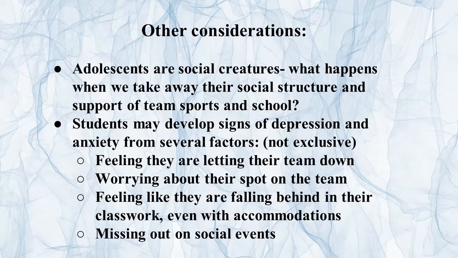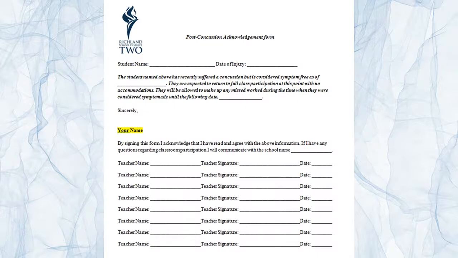Other considerations have to do with how social adolescents are. And when we take away their social structure and support, they may develop signs of depression and anxiety. They feel like they're letting their team down. Maybe they're concerned that they're going to lose their starting position on the football team, or they're falling behind in their classwork because they are having to miss school or miss certain class periods. They may miss out on social events. So we never want to discount the social emotional factors of students that sustain a concussion.